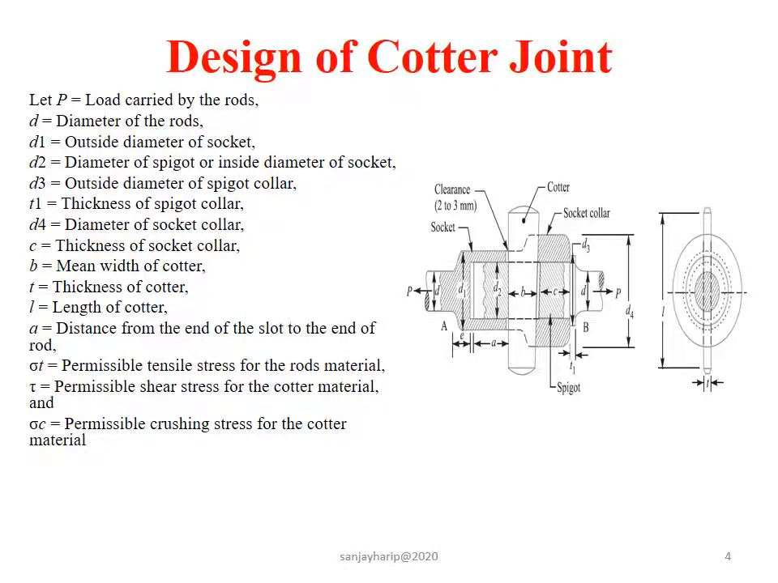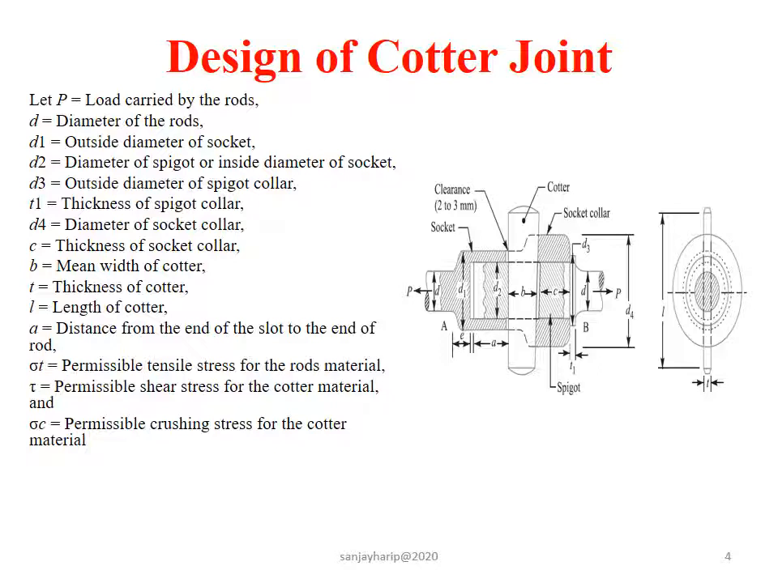Cotter joint has three parts: spigot, cotter and socket. Spigot and socket are connected by means of a rectangular strip known as cotter. Let us see different parameters of cotter as shown in the figure.